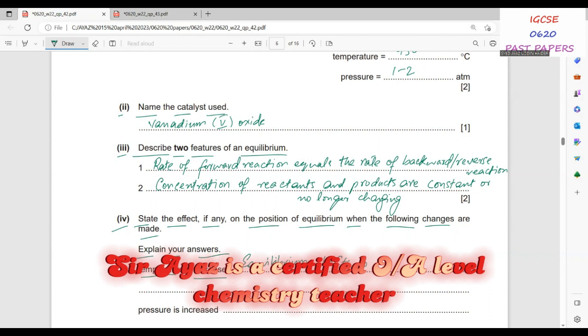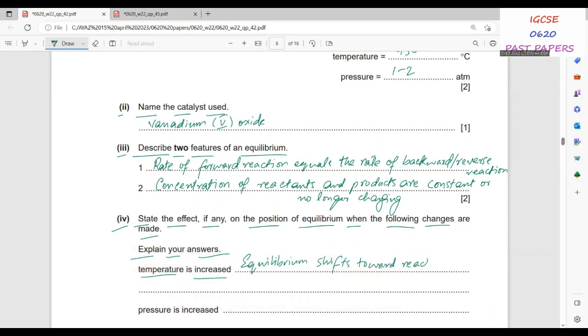Equilibrium shifts toward reactant or left-hand side because forward is exothermic or backward is endothermic.